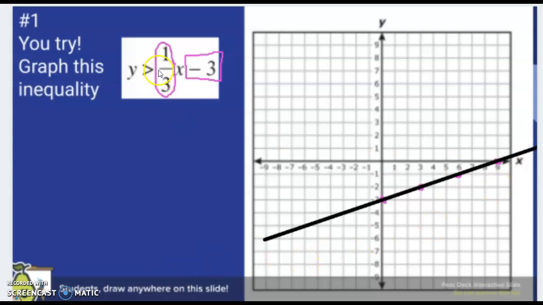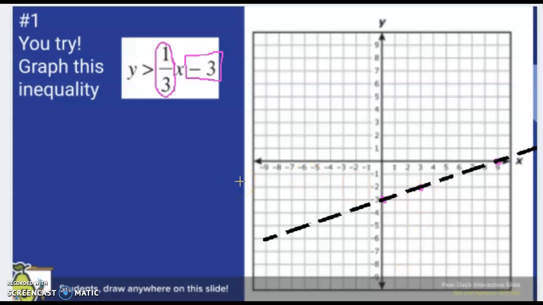Once I connect them, I'm going to look at my symbol. This one is a greater than symbol. It does not have a line underneath. So I'm going to pick the eraser and erase a few spots so that my line looks dotted or dashed, right?